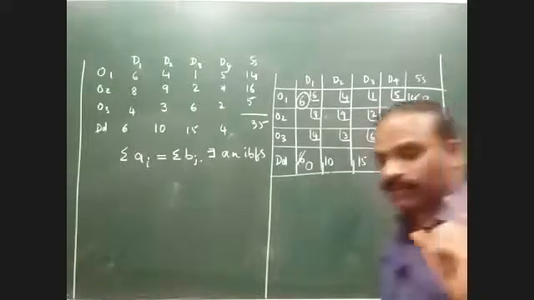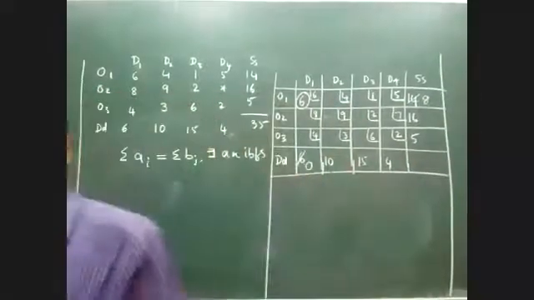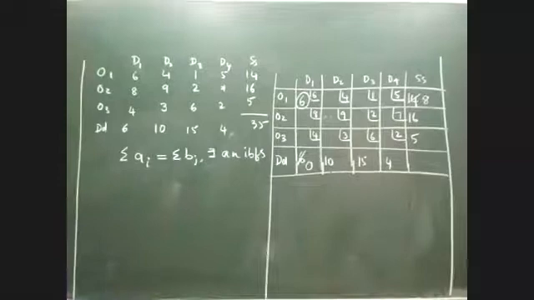After completing the first allocation, what is the next step to be done? Can anybody please tell me? After doing the allocation, what is the next step to be done? We should cancel the row or column which has got 0. Very good. So you are supposed to eliminate a row or column which has become 0, which very clearly indicates that that particular row or column has absolutely nothing more to be allocated.